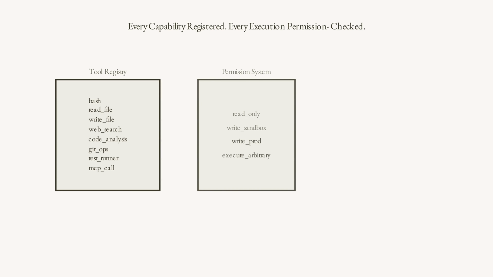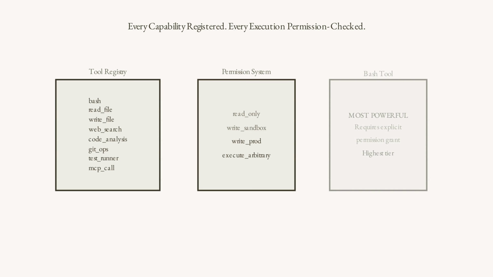The tool layer, the tool registry, is Claude Code's catalog of available capabilities: bash execution, file reading and writing, web search, code analysis. Every tool has a registration entry with its schema, what inputs it accepts, what outputs it returns, and what permission level it requires. The permission system sits above the registry. Before any tool executes, the permission system checks whether the current session has been granted the required level.